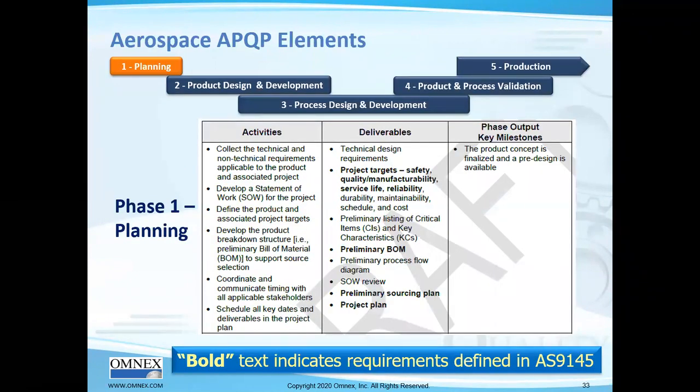So we're going to talk a little bit about each one of these phases real quick and kind of how they relate. Some of the things you're going to see as far as these deliverables on each one. If they are in bold text, it's straight out of AS9145. But you're going to notice a lot of these things under the deliverable section, you're probably already doing as an aerospace supplier. The only difference is you may not have documented it in the APQP manner, but you're probably already doing a lot of them. So like project targets, safety, quality, manufacturability, service life, and reliability.